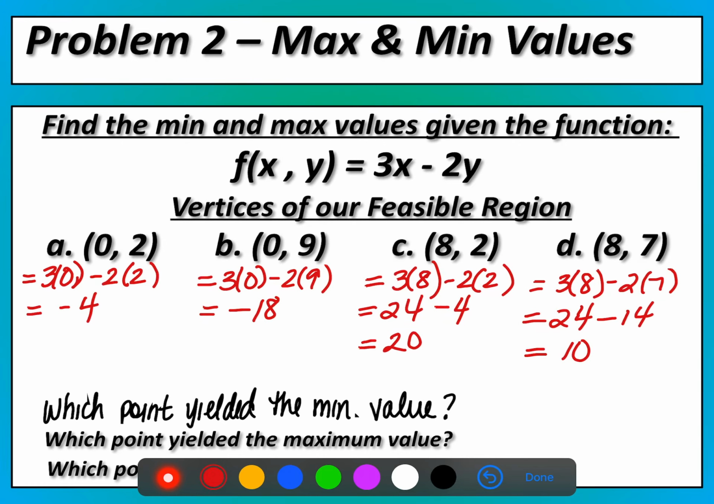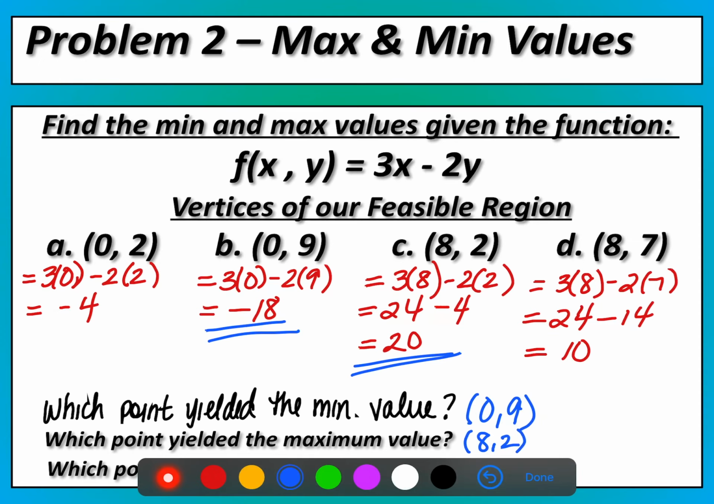Okay. All right, so I just rewrote that because it is blocked on the bottom. So which point yielded the minimum value? Where is the smallest value? -18 is the smallest value, and that came from (0, 9). And which point yielded the maximum value? (8, 2).